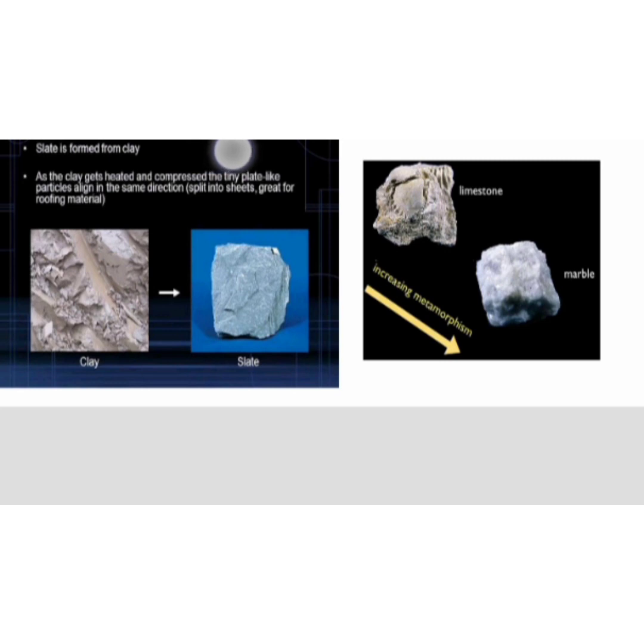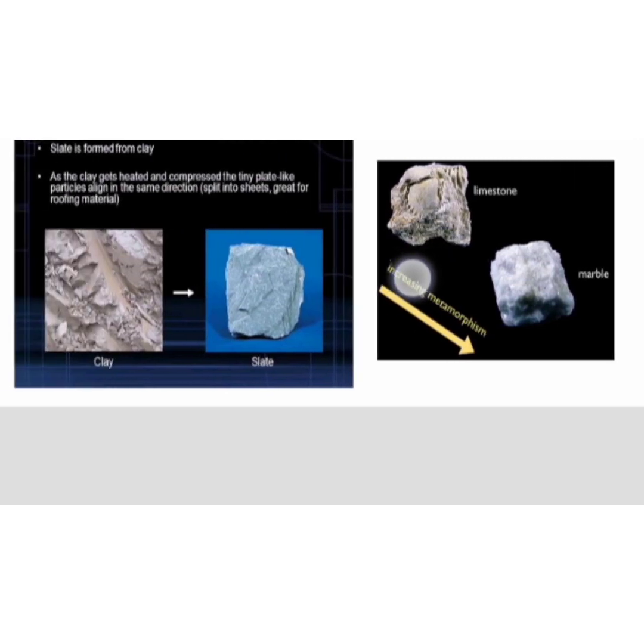The igneous and sedimentary rocks can change into metamorphic rocks under great heat and pressure. For example, clay changes into slate and limestone changes into marble. Slate is formed from clay and marble is formed from limestone. These are examples of metamorphic rocks.